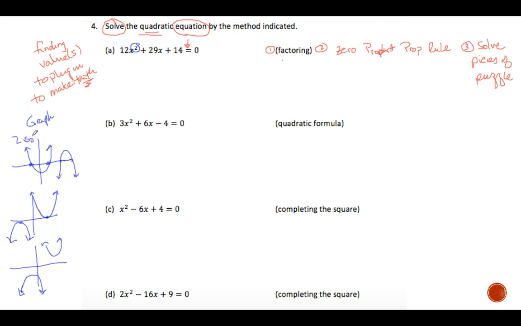Two solutions in the set of real numbers. 2 solutions, but they are repeated. Same number, right? That are real. These quadratics also have 2 solutions, but they are not real.